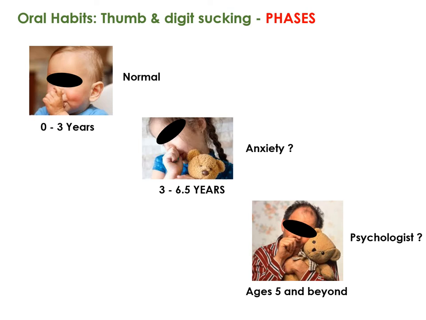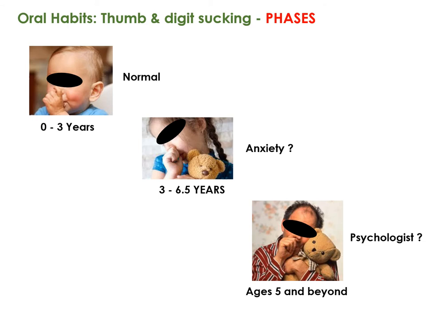If you see it extend beyond 3 years, up to 6.5 years of age, then you'll have to check for anxiety issues in the child. You'll also have to check the amount of time the child gets to spend with their parents, or any other psychological issues affecting the child.